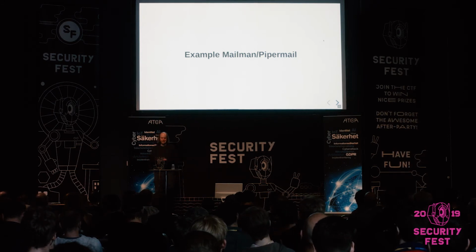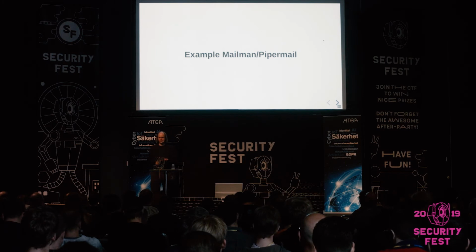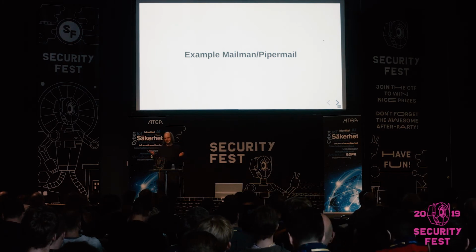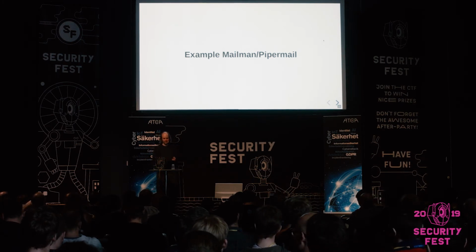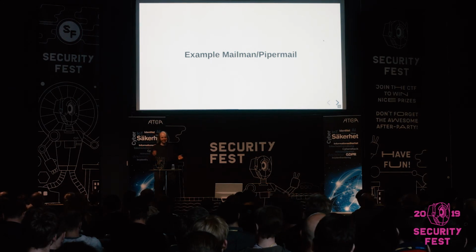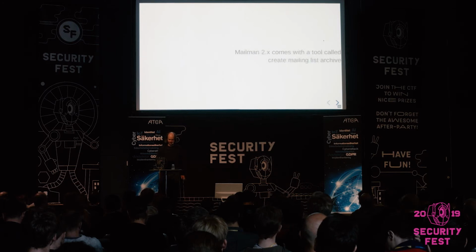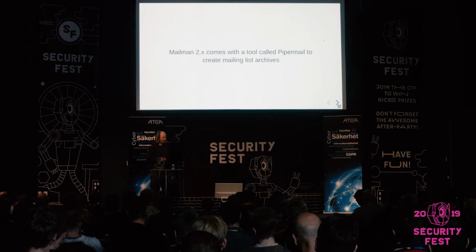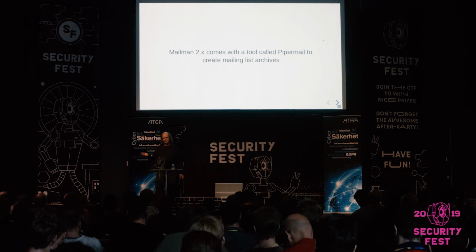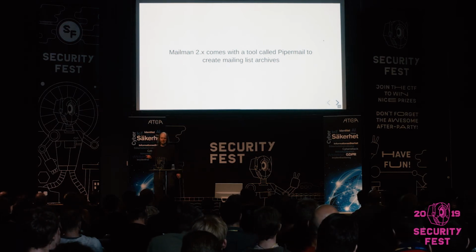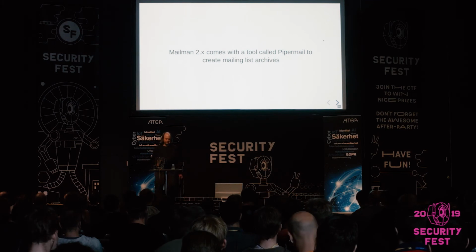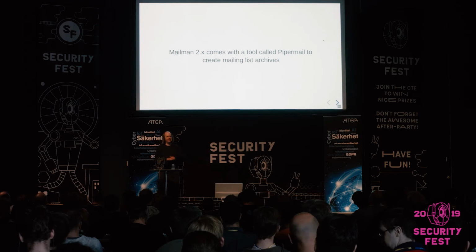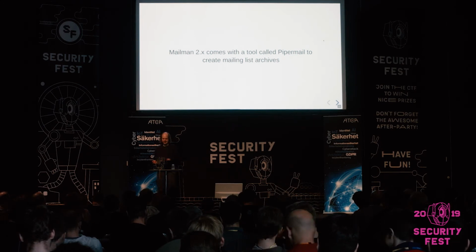Next example is Mailman and Pipermail. Mailman is kind of the standard software for mailing lists. I mean, I know mailing lists are kind of a 90s thing, but there are still people using mailing lists. Not everyone has moved to Slack. Mailman 2 is the version that everyone's using. There's also Mailman 3, but I think almost nobody's using that. Mailman 2 comes with a tool called Pipermail that is used to create the mailing list archives.